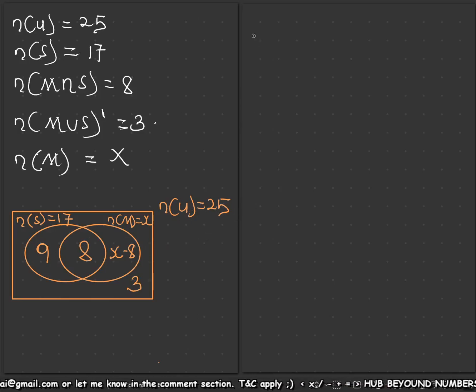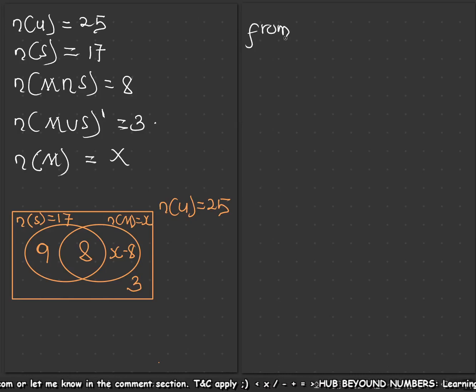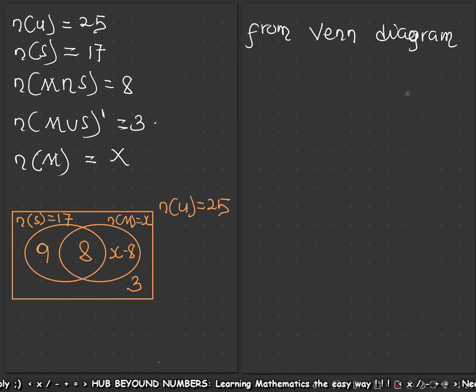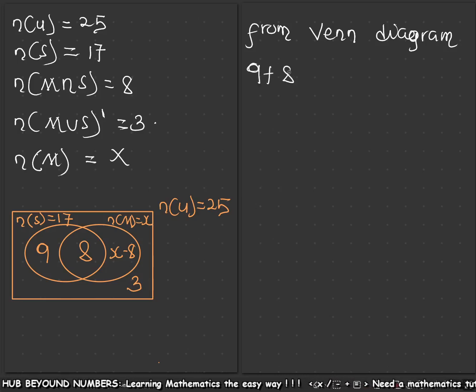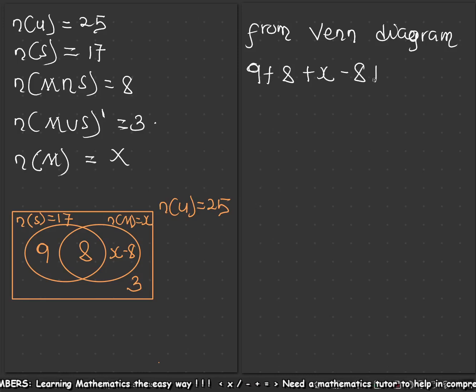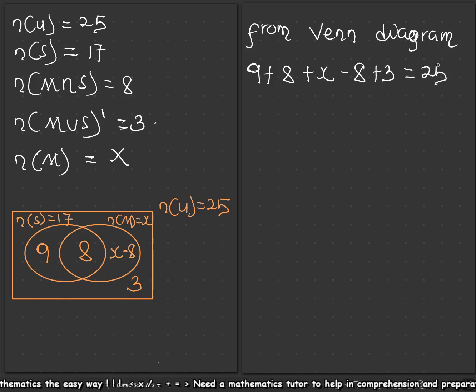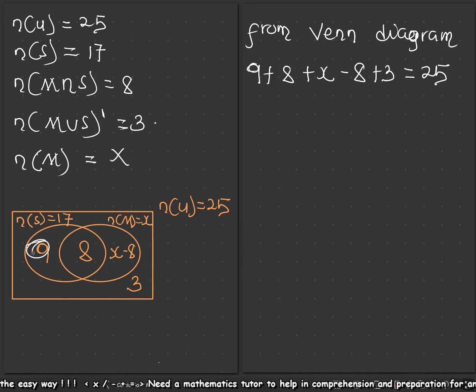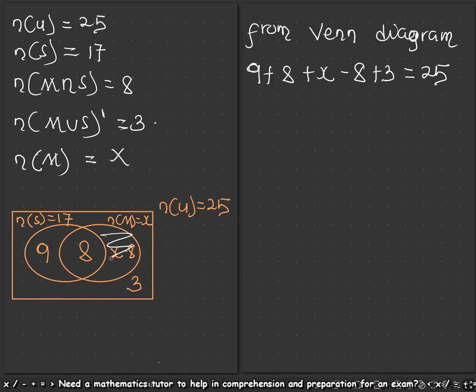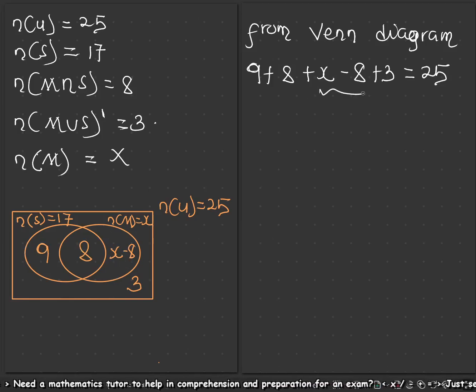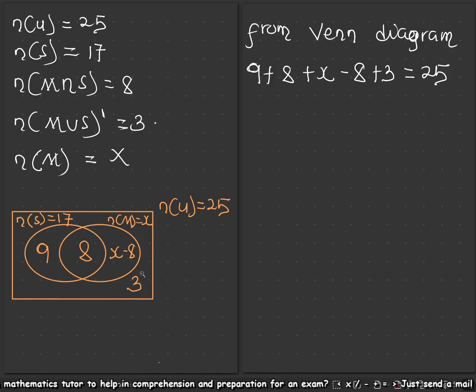So we can start by saying from our Venn diagram, 9 plus 8 plus x minus 8, then plus the 3 is giving us a 25. Where did we get our 9 from? This is it over here. So this portion plus this portion, then plus this portion over here, which is our x minus 8, then plus our 3 should give us 25.